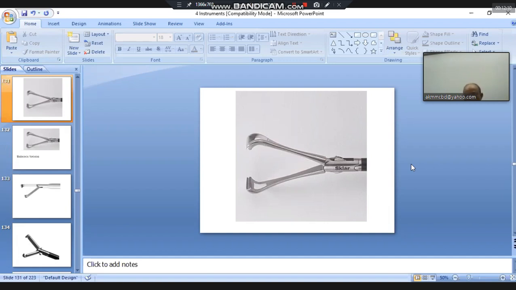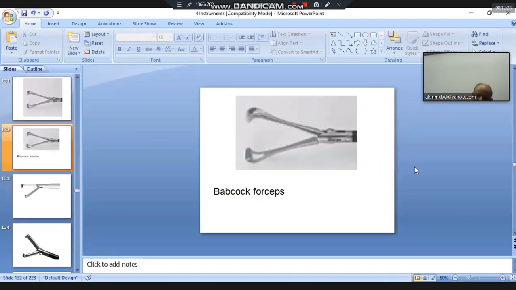Also, we hold the intestine or very soft tissue with this Babcock's grasper or Babcock's forceps. It is a spoon-shaped instrument, the Babcock forceps. You see the Babcock forceps.